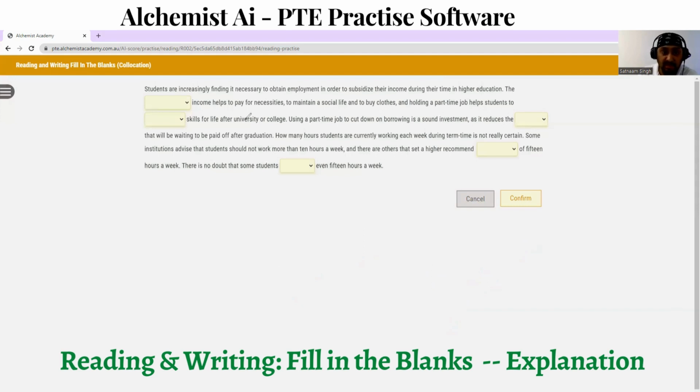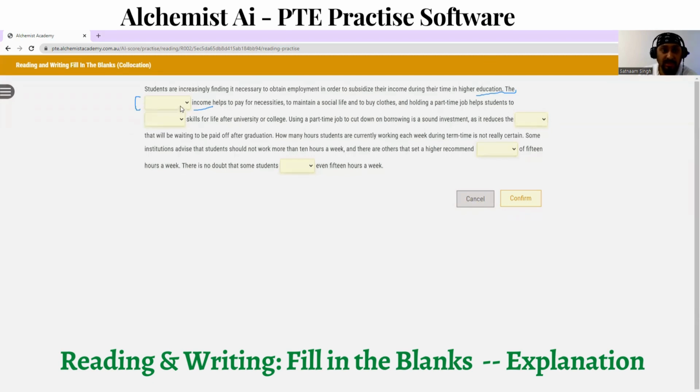The dash income helps to pay for necessities, to maintain a social life and to buy clothes. The dash income. So you are trying to describe the word income, right? What are you trying to describe over here? What kind of income are you looking at? So in this case, think of words that can fit into this blank. Take a moment, pause over here and think. Okay, if you're not so sure, let's have a look and figure it out.